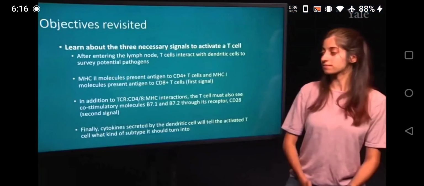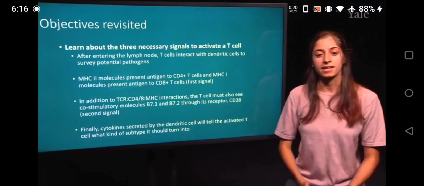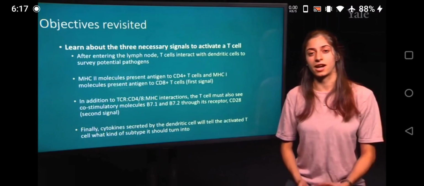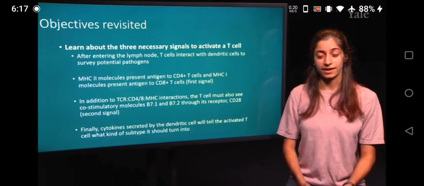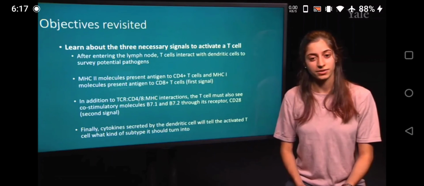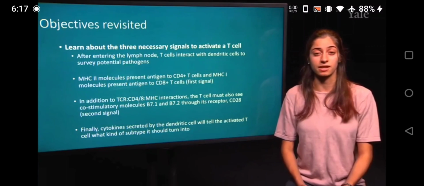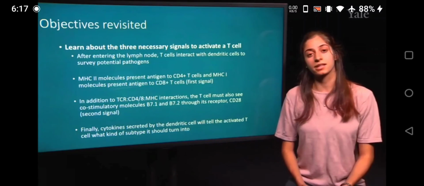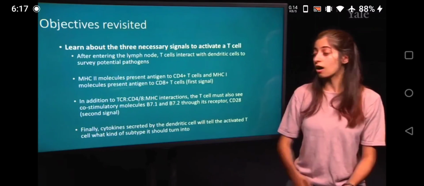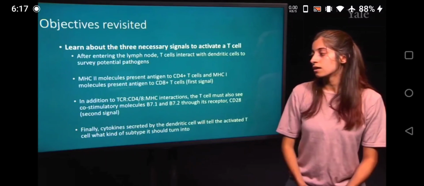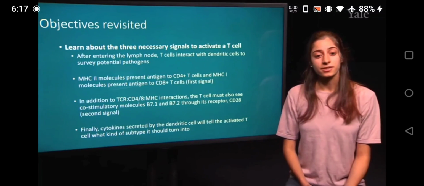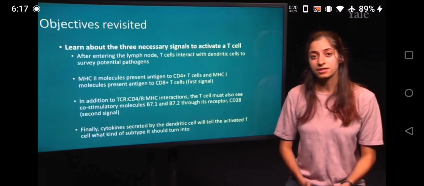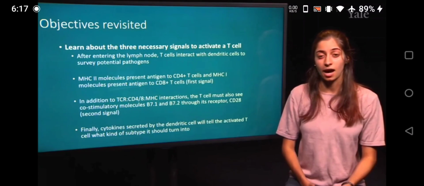We also learned that in addition to the TCR, CD4 or CD8, and MHC interaction, the T cell must receive a secondary signal, a pro-survival signal delivered by the molecules B7-1 and B7-2 on the surface of the dendritic cell that signal through their receptor CD28 on the surface of the T cell. Finally, we learned that the third signal is cytokines that are secreted by the dendritic cell and tell the T cell what kind of cell it needs to become to address the specific infection at hand.